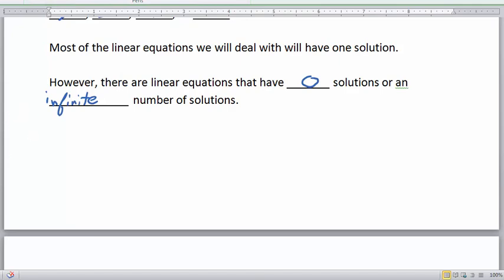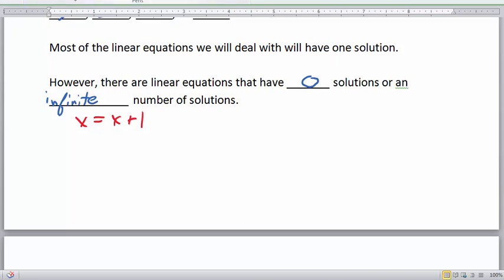So first, real quick, an example of something that would have no solutions would be something like x equals x plus 1. And just logically speaking, you look at that and you say, well, clearly that can't happen, because some number cannot be equal to itself plus 1. So this would be an example of one that would have no solutions.